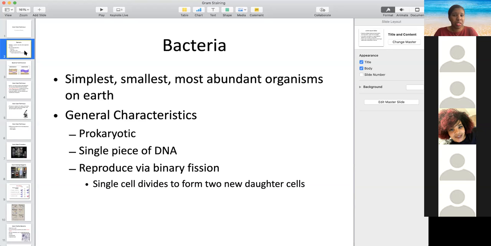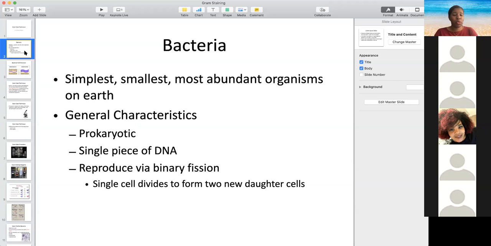These are unicellular organisms. By definition, prokaryotes are very simple cells. They don't have a nucleus and all of the other complex membrane-bound organelles. They have a single circular chromosome. They reproduce by binary fission. These are things that you should have learned about in your Biology 103 course, which is the prerequisite for this course.